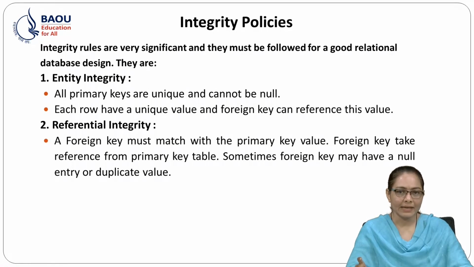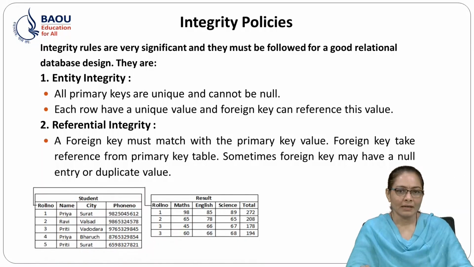Entity integrity ensures that all the primary keys are unique and cannot be null. Each row has a unique value, and a foreign key can reference this value. For example, in the figure, in a student table, roll number is a primary key. Thus, the roll number cannot be duplicated and it cannot be null.